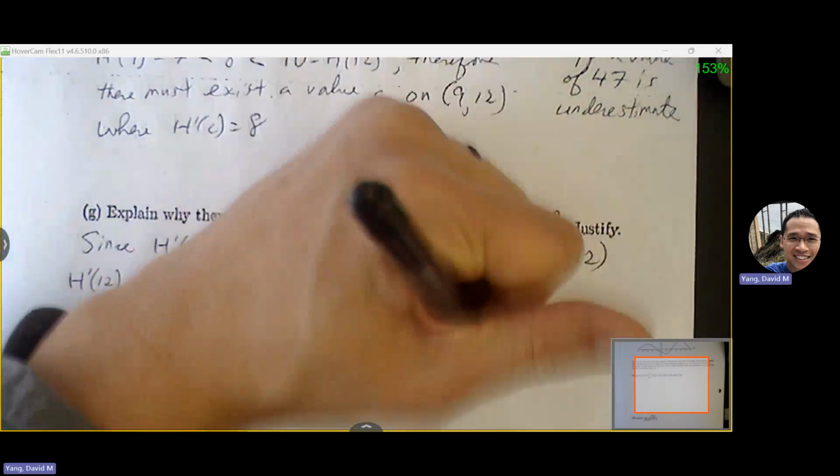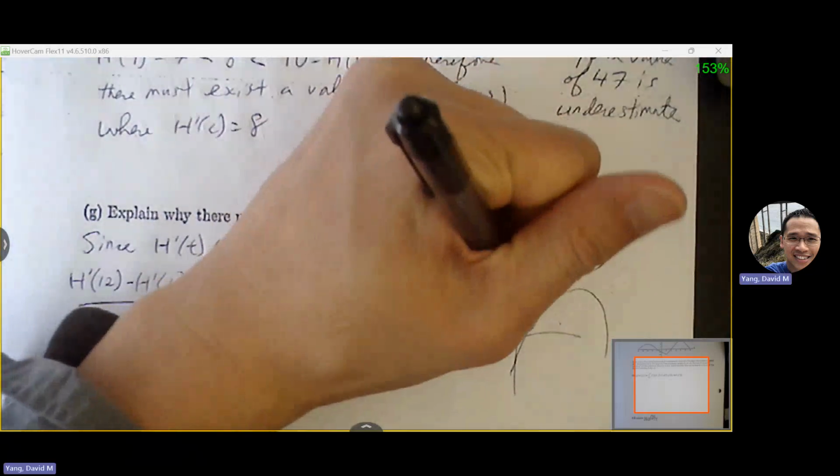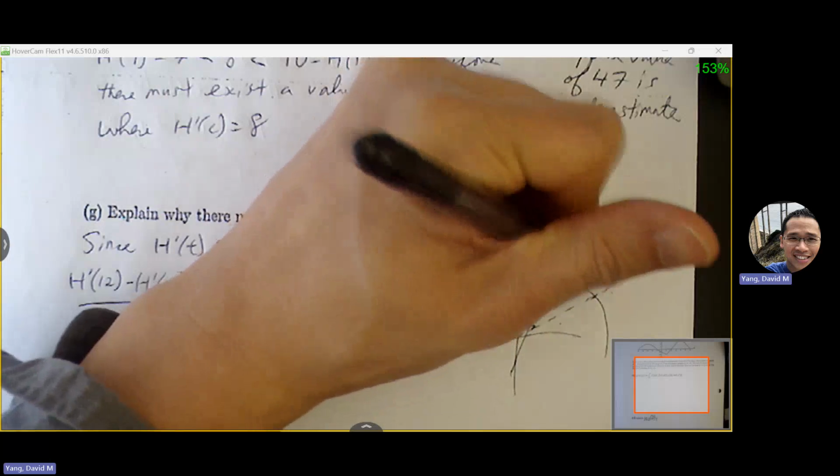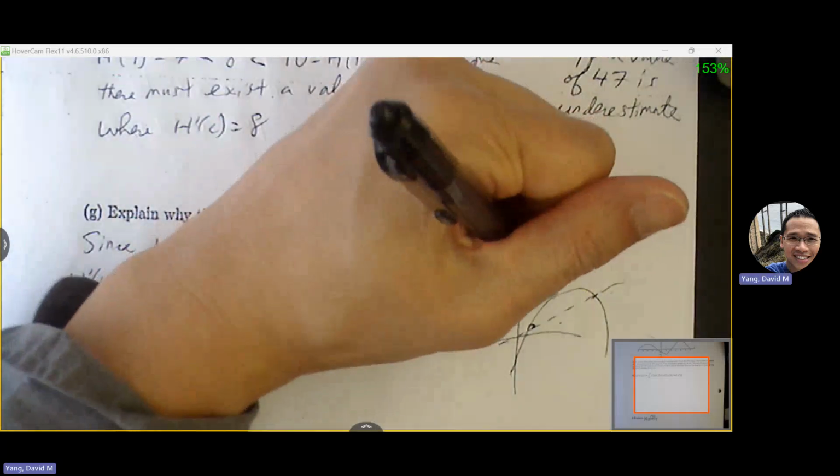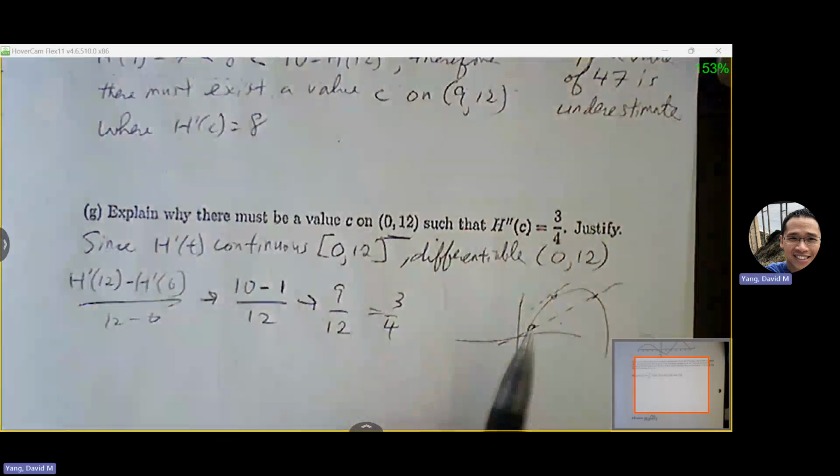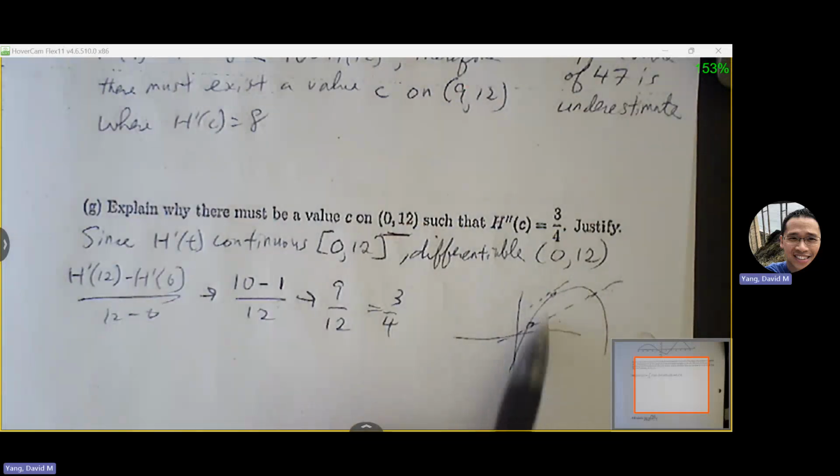So if between 0 and 12, I'm getting a slope of 3/4, there must be a place between 0 and 12 where the exact steepness of that curve is also matching that 3/4.